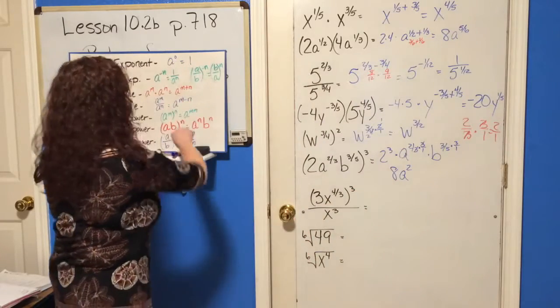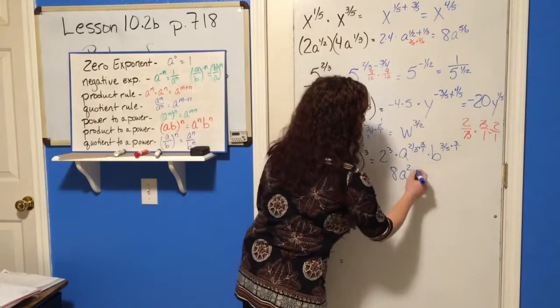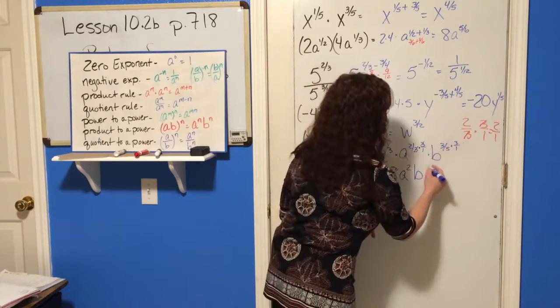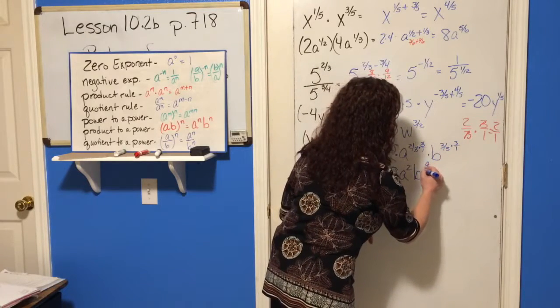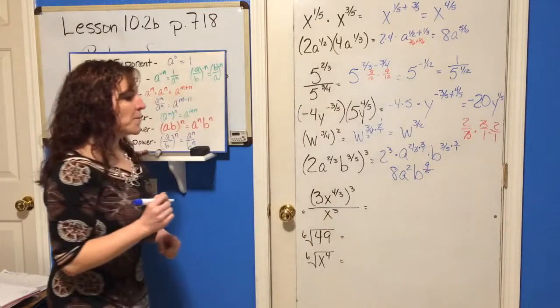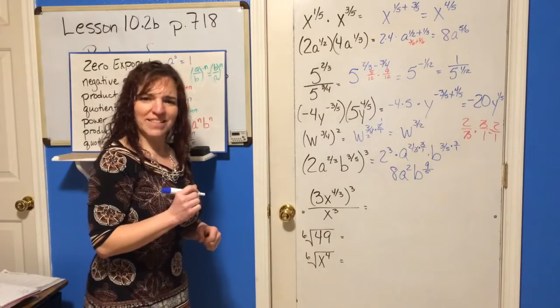So now I just have 2 over 1, which is the same as 2. All right, and now multiply across. Because there's nothing that will cancel, our b is going to be to the 3 times 3 is 9 on top. And 5 times 1 is 5. So b to the 9/5 power. So 8a squared b to the 9/5 power. Easy.